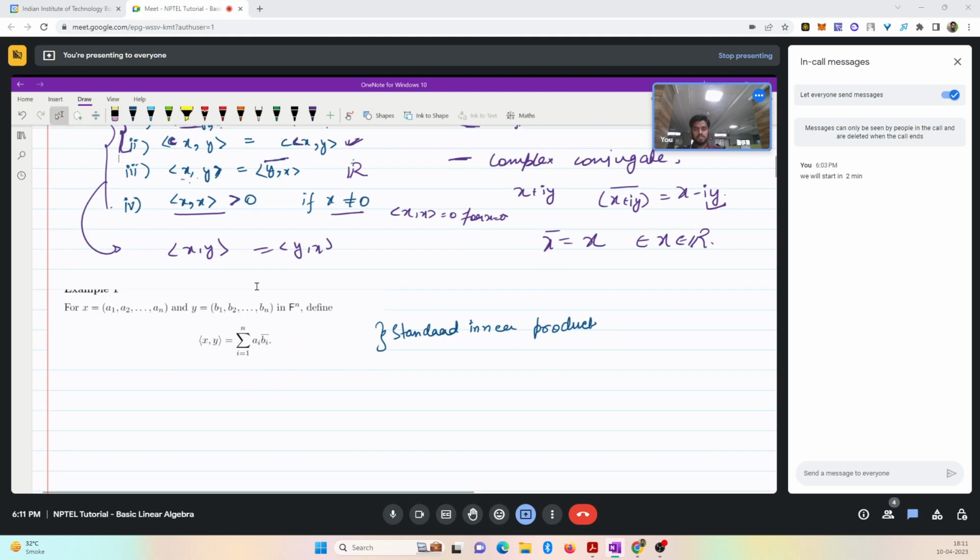Okay, so let's look at an example. We'll try to verify all four properties for this one. And this is something called the standard inner product on F^n.